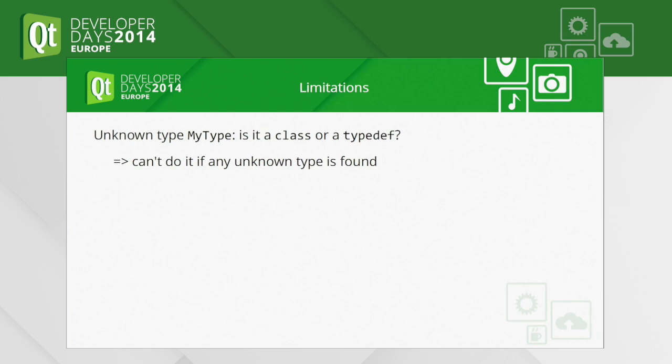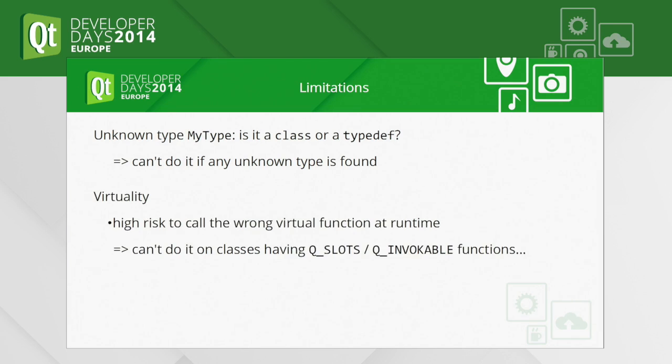Well, there are a few limitations. First is unknown types. If I have my own type as a parameter, what should I do? There's no easy solution. Maybe it's a class, maybe it's a typedef, so you can't use it. More important is virtuality. It can't work with virtual slots, because if there is a virtual function, you don't have access to the ancestors. I cannot go into details, but it's a mess, and so it's actually better not to apply this strategy on slots and invocable functions.